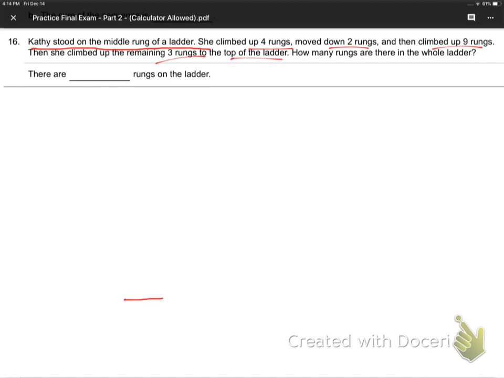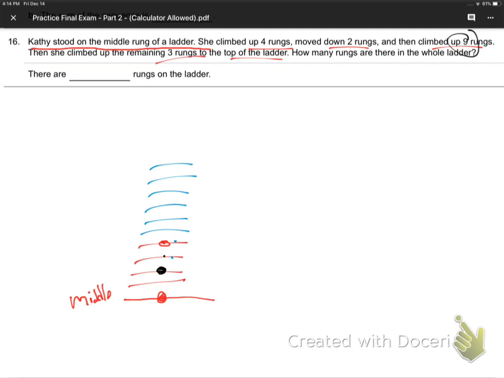So Kathy started here in the middle, right here, and then she went up 4. 1, 2, 3, 4 to right here. And then she went, what? Down 2. 1, 2 to right here. And then up 9. So up 9: 1, 2, 3, 4, 5, 6, 7, 8, 9 to right there.